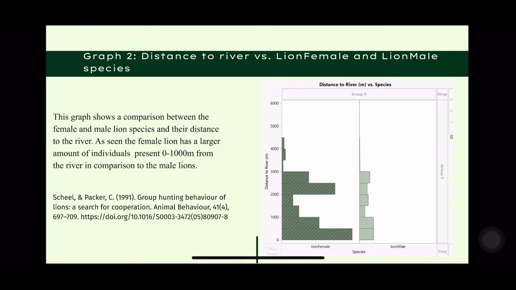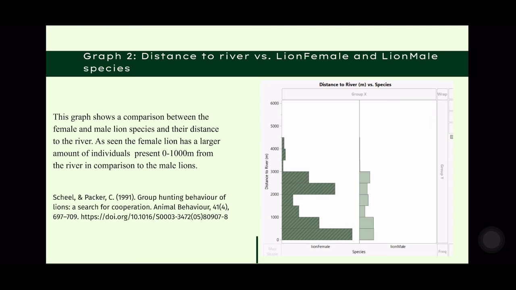And in graph number 2, distance to river versus lion female and lion male species, this graph shows a comparison between the female lion and male lion species and their distance to the river. As seen in the graph, the female lion has a larger amount of individuals present, 0 to 1,000 millimeters from the river in comparison to the male lions.